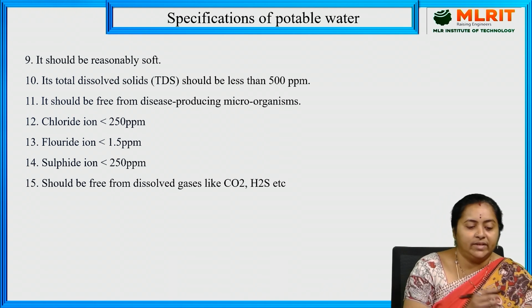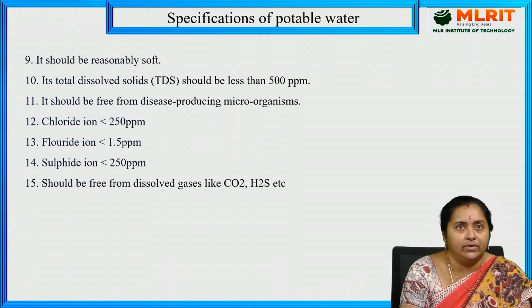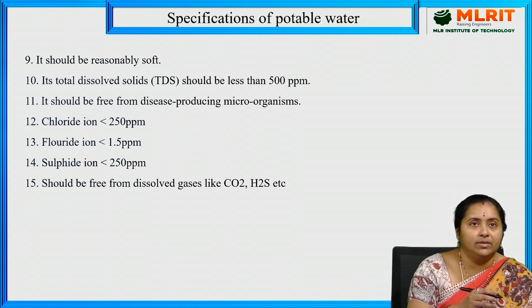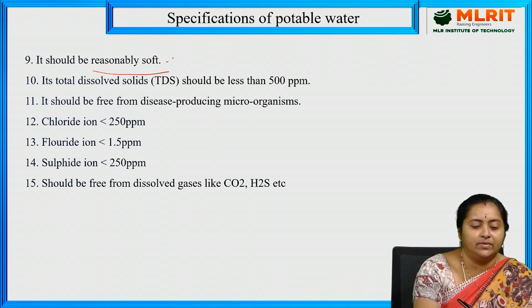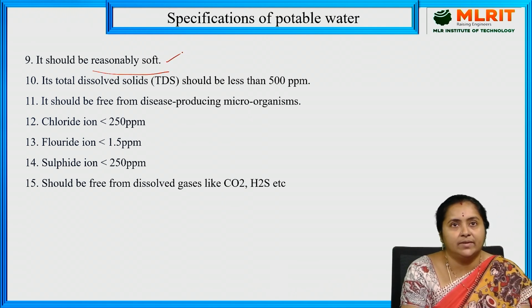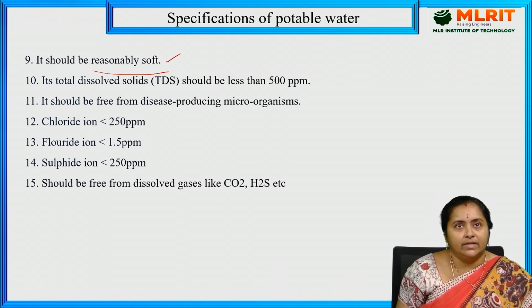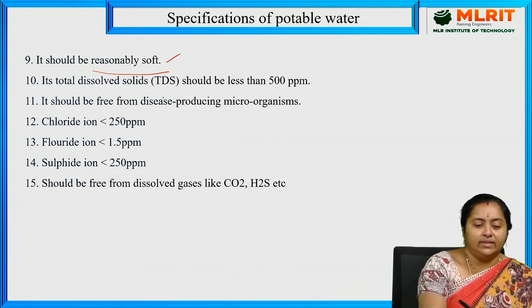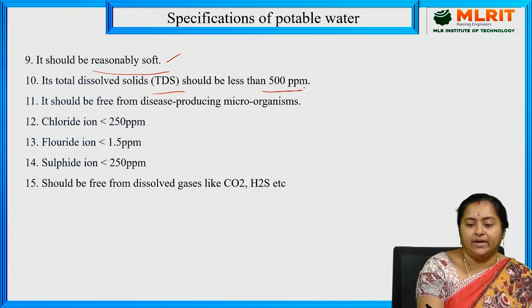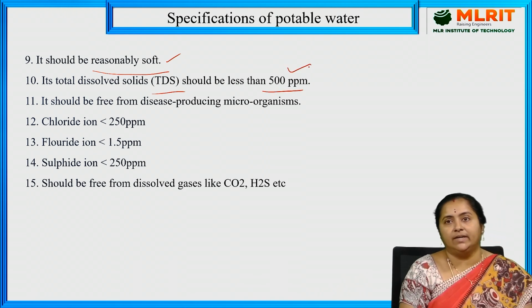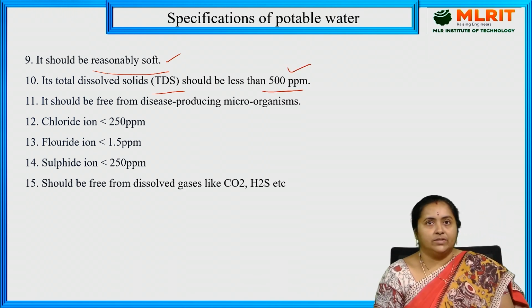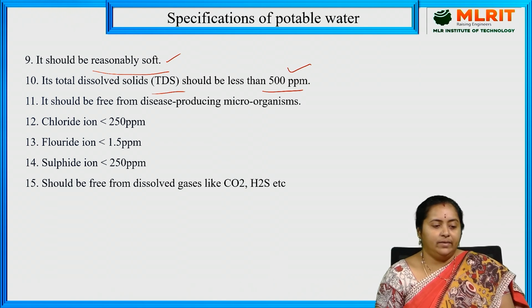Coming to the next one, water should be reasonably soft. It is mentioned as reasonably soft because drinking water should have some content of minerals. If they exceed, they need removal. That's why it should be reasonably soft in nature. And then TDS content should be less than 500 ppm, which means the total dissolved salts content in the water should be less than 500 ppm.